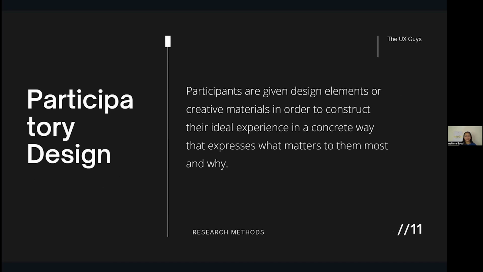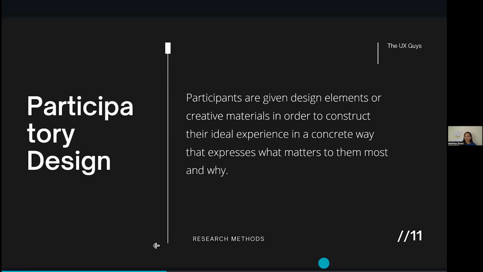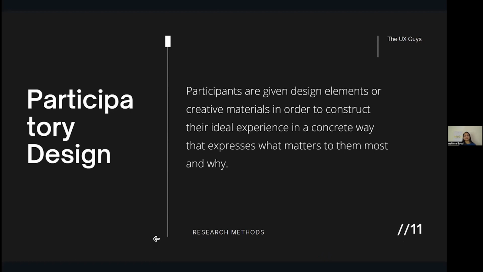Then we have participatory design, which, as it says, is straightforward. Participants are given design elements or creative materials in order to construct their ideal experience in a concrete way that expresses what matters to them the most. So in a way, you're trying to assess their priorities, right? And you as the researcher could be observing, you could be moderating the task more hands-on, you could be a fly on the wall and just recording. So again, you want to be very careful about how you conduct this as well.